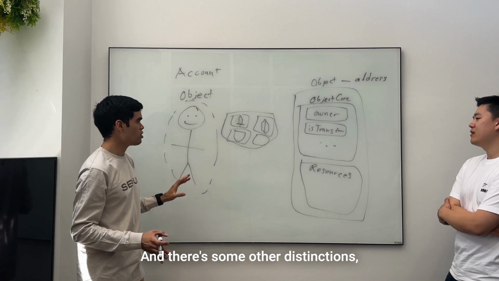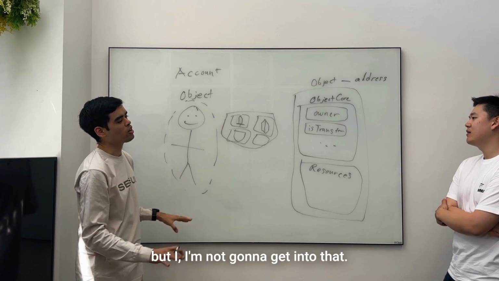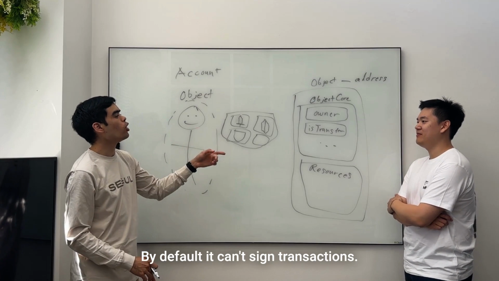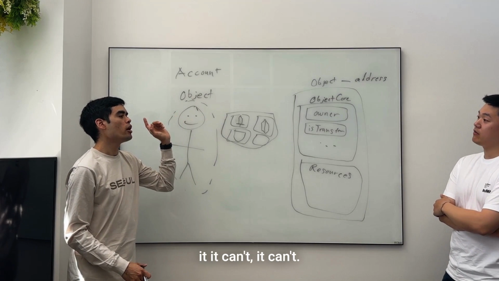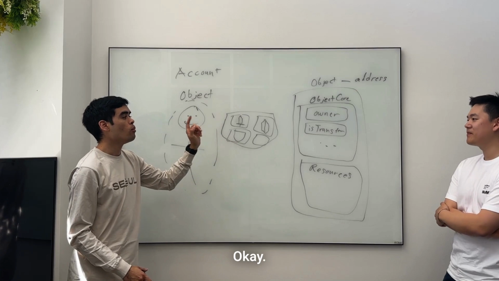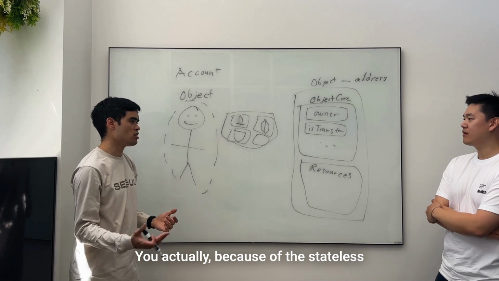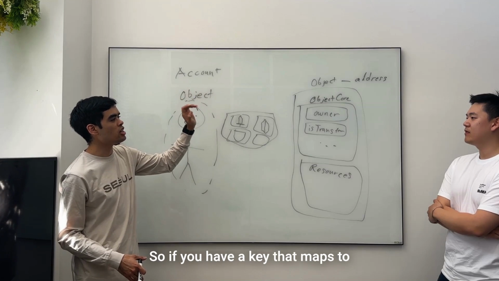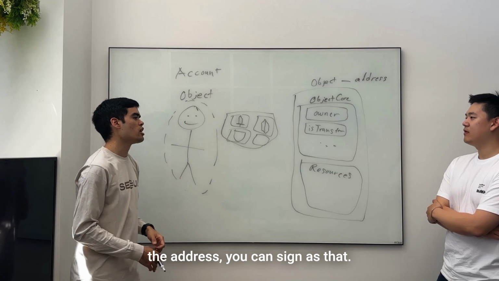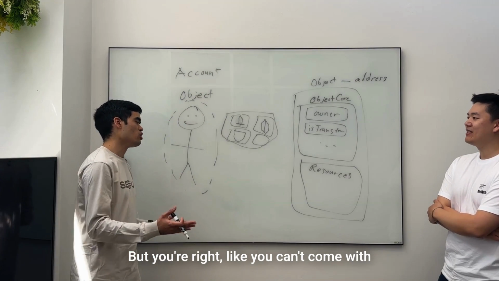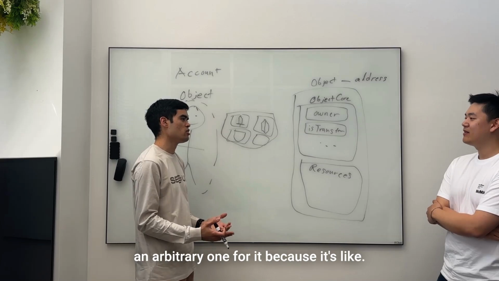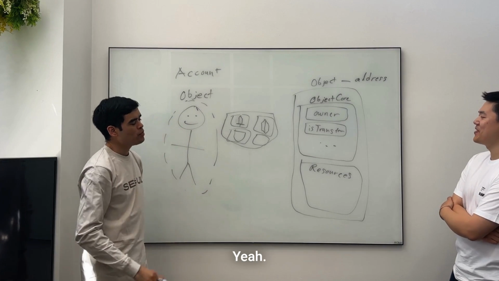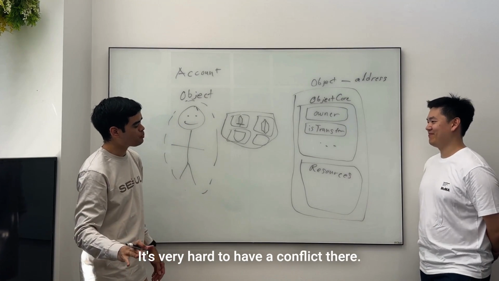There are some other distinctions, but I'm not going to get into that. For example, the object can't sign transactions by default. But because of the stateless account grade, you can sign as any address. So if you have a key that maps to that address, you can sign as that. But you can't come up with an arbitrary one, because it's like 2 to the 256 possibility of getting a conflict. It's very hard to have a conflict there.